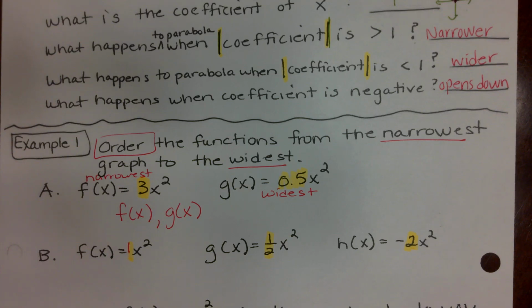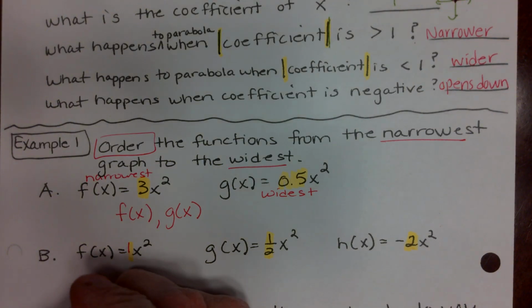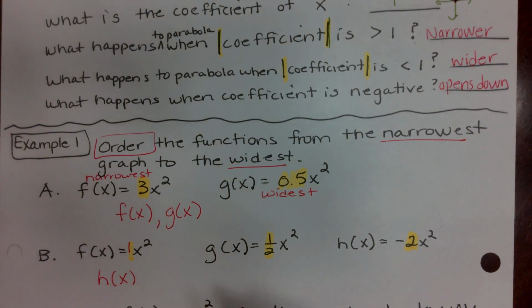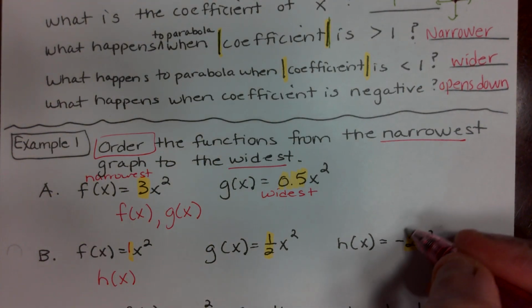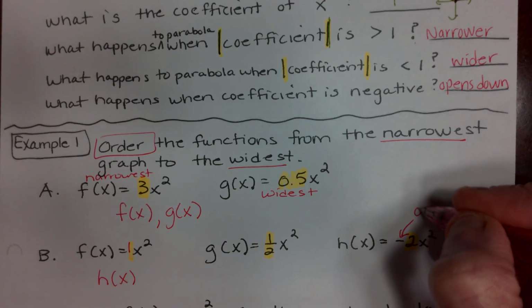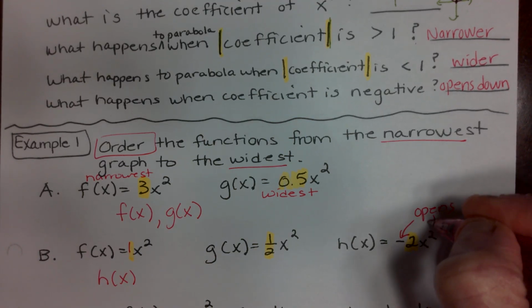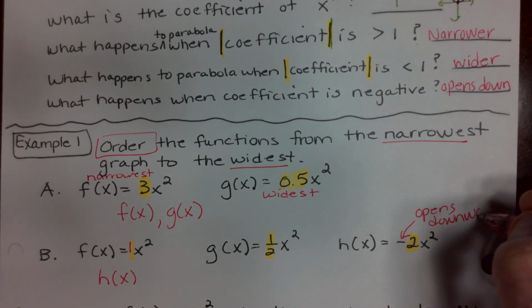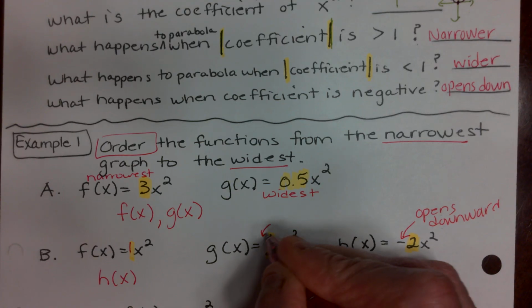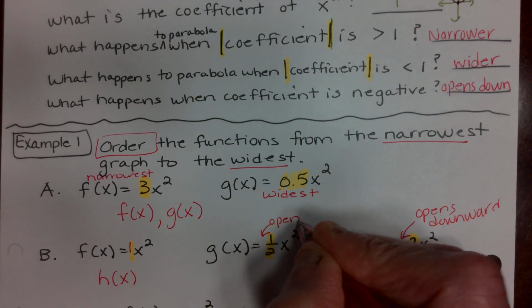Which one is the biggest? Is it 1, a half, or 2? That's right. It's the 2. Even though it's negative, doesn't matter, because what does that negative tell you, class? Tells you it opens downward. The positive, that opens upward.